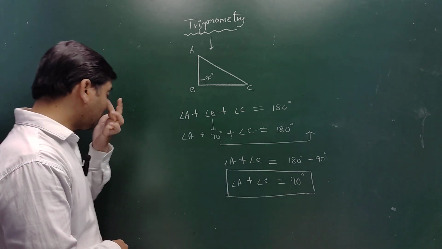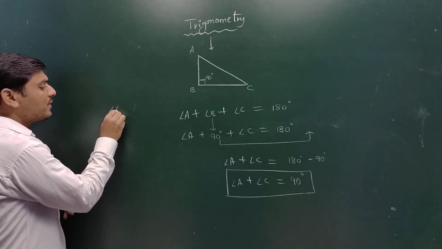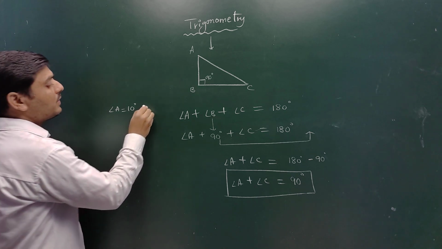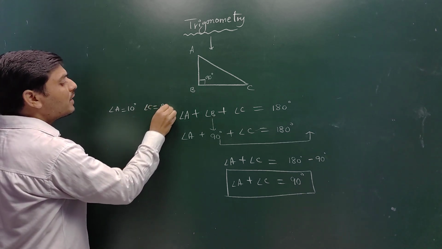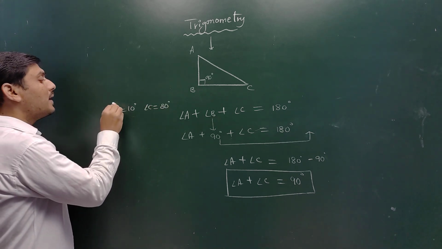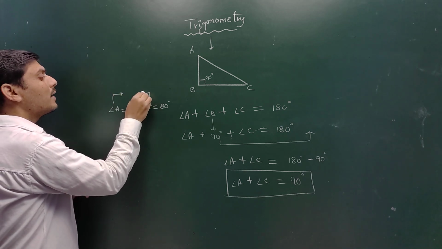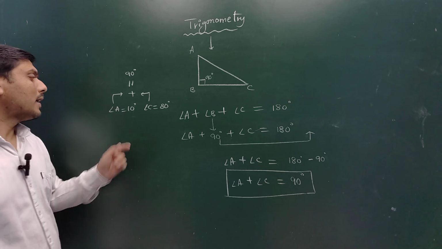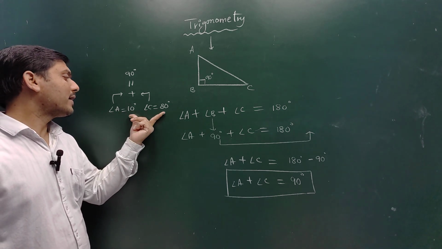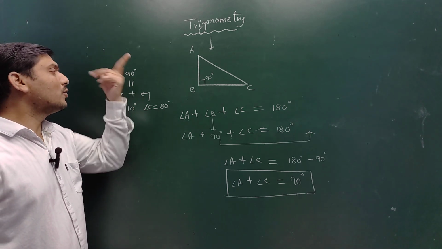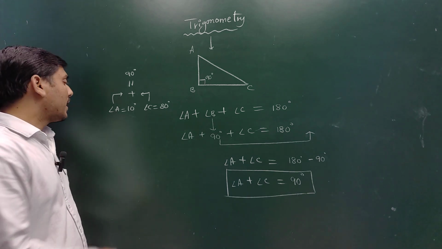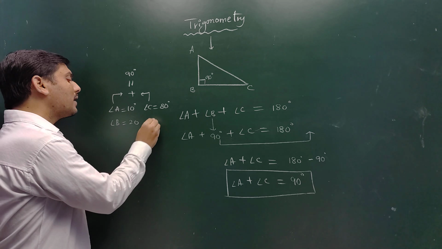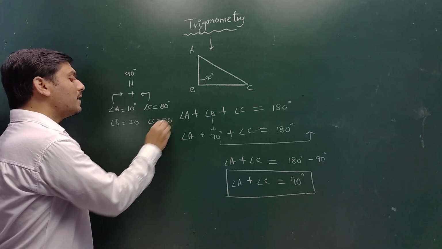For example, come to the point. Angle A is equal to 10 degrees. Angle C is equal to 80 degrees, because angle A and angle C always sum to how much? 90 degrees. Angle A plus angle C, 10 plus 80, sum is equal to 90 degrees. If angle B is equal to 20 degrees, angle C is equal to 70 degrees.